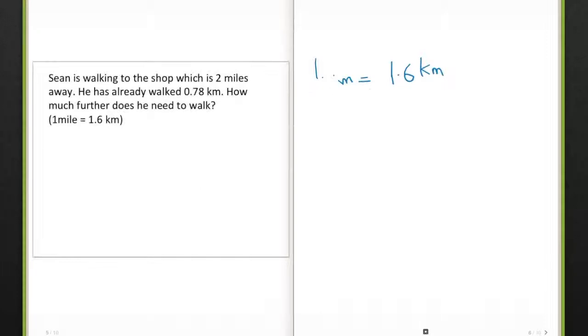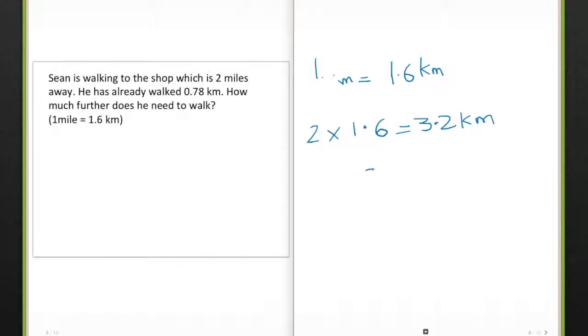So if 1 mile is 1.6 kilometres, to change into kilometres, I'm going to times by 1.6. So 2 miles times 1.6, well 2 16s are 32, so 2 times 1.6 is 3.2 kilometres. And I've already walked 0.78 kilometres, so how much further? That's a takeaway sum, isn't it?